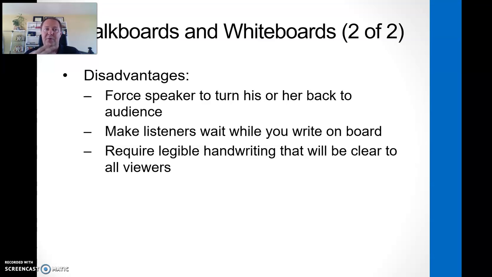You never want to turn your back to your audience unless you absolutely have to, and you want to try to always put yourself in a position where you never have to do that. It makes listeners wait while you write on the board, and it requires legible handwriting that will be clear to all viewers. And some of us don't have legible handwriting, myself included.